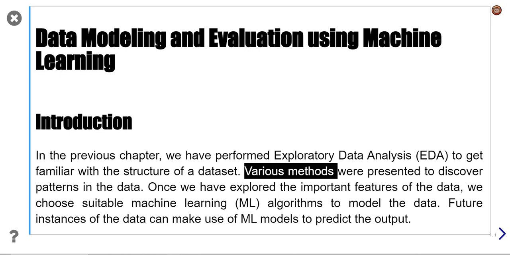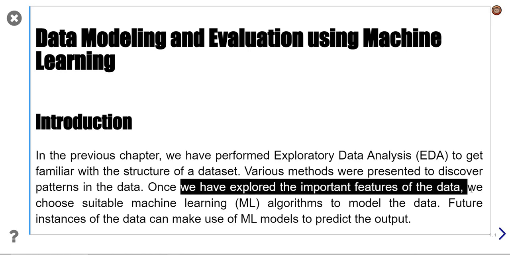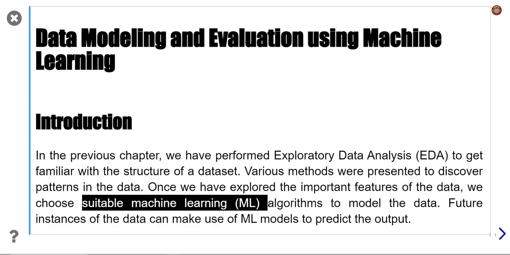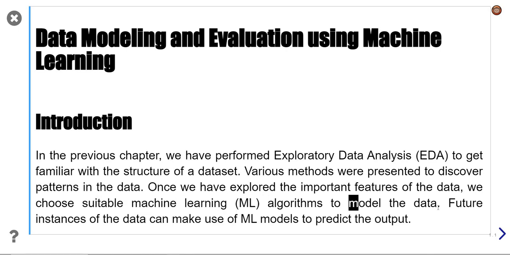So after you do the modeling, after you get the evaluation and the results, you may have to revisit the data. You may have removed some values. What if I try to remove all those nulls, does it give better results? So it's like a reiterative cycle. Then, of course, once we have explored the important features, we move on to the next step, which is to choose the suitable machine learning algorithm to model the data.